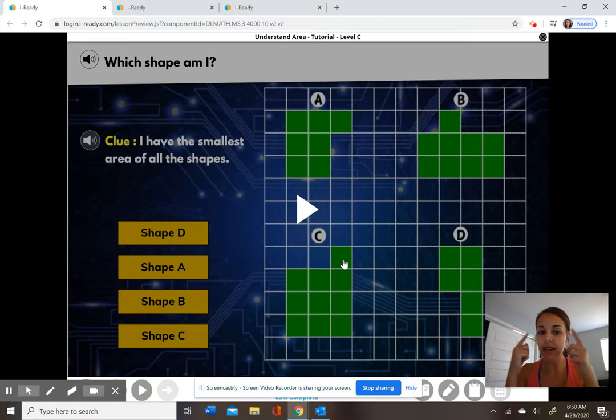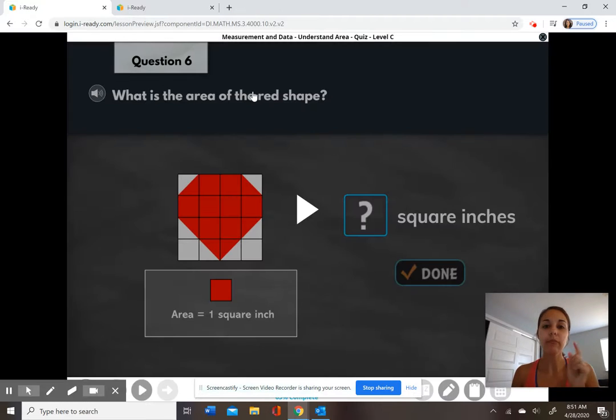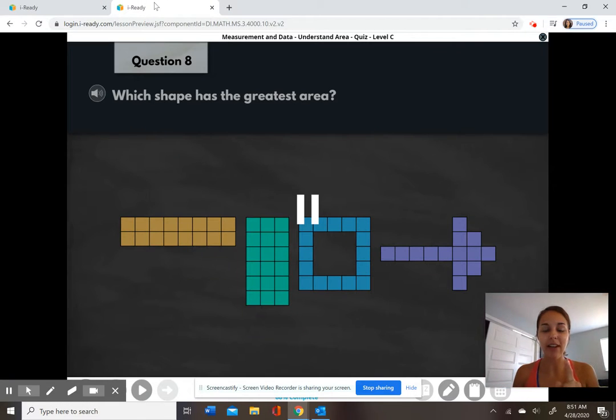So you can see there's a lot of different strategies to find the area, and it's totally up to you what strategy makes the most sense. Now we're moving into the quiz. I'm going to save that one for the end because I thought that one was the hardest question.